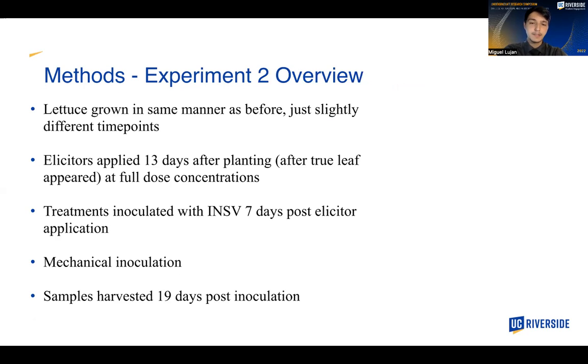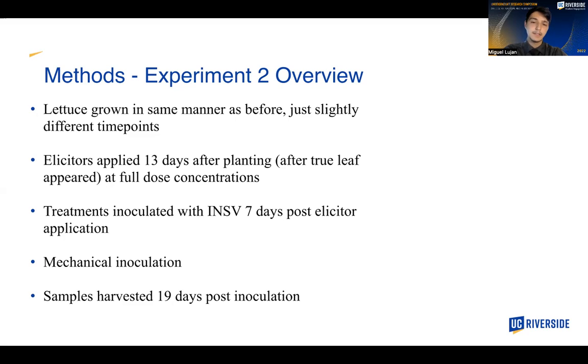So moving on to the methods for experiment 2 overview. Lettuce was also grown in a similar manner as before with experiment 1, with just slightly different time points. Elicitors were applied 13 days after planting at full dose concentrations. And once again, these were the elicitors known as Actigard, Cabral EG, DSEC, Regalia, and water as a control treatment.